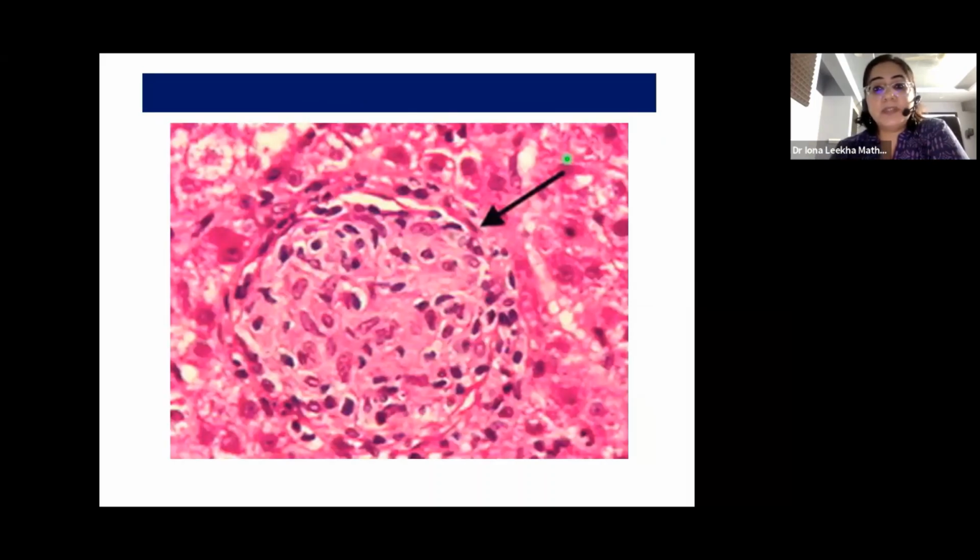So this is a biopsy. You see the liver tissue here, and here you see a granuloma. It's a small sarcoid-like granuloma. Basically, it's non-necrotizing. It's just a collection of histiocytes.